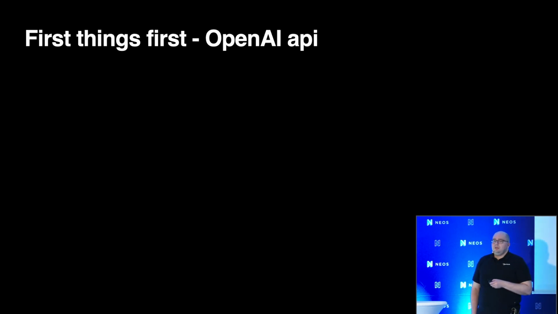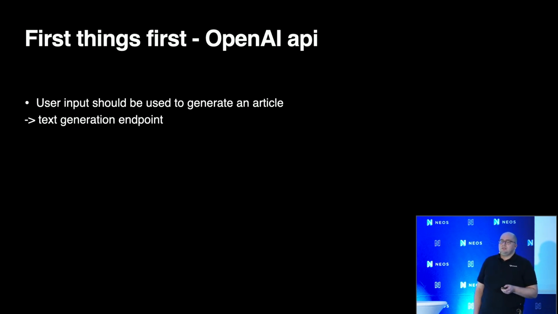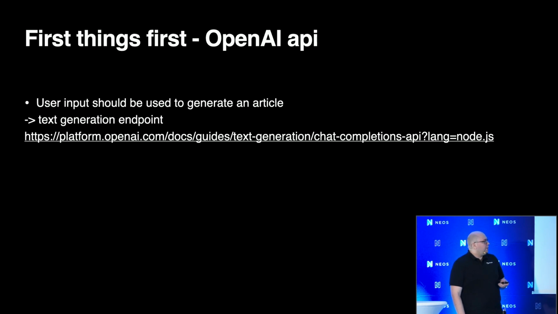First things first, for me it was learning a little bit about the OpenAI API. To get to know the OpenAI API, I thought, what do I need? I have user input and I want to generate an article from it. So the best endpoint for this is the text generation endpoint, like it is also used in the ChatGPT application where text and code is generated in the web UI. The documentation for it can be found here, and I read it and tried the experiment which is presented there.